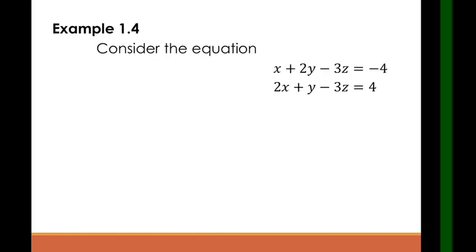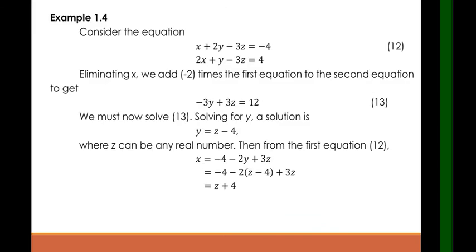Consider the equation x plus 2y minus 3z equals negative 4. 2x plus y minus 3z is equal to 4. So let's see. Consider the equation this one. Okay, so eliminating x, so we need to eliminate. So we add negative 2 times the first equation to the second one.